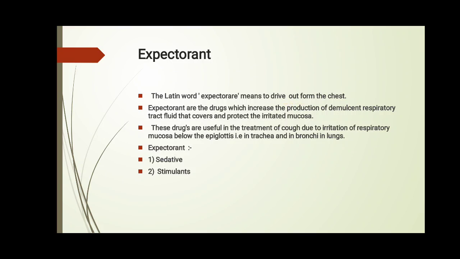The epiglottis is a leaf-shaped flap of cartilage located behind the tongue at the top of the larynx or voice box. Expectorants are classified into two types, that is sedative expectorant and stimulant expectorant.